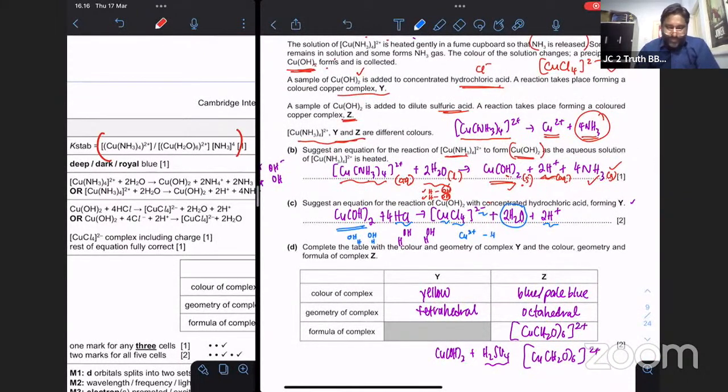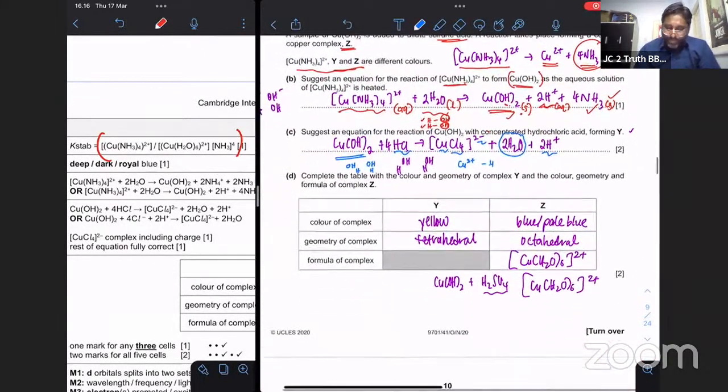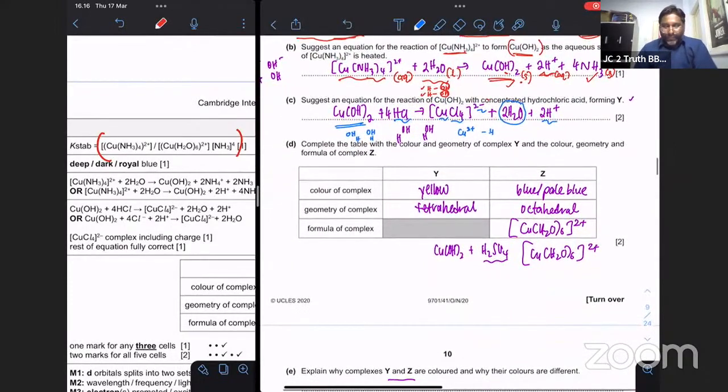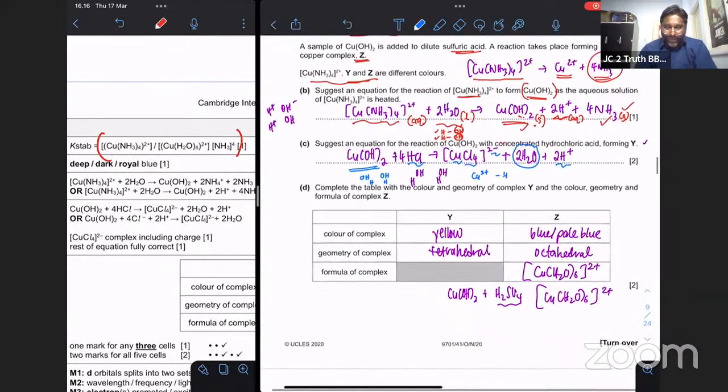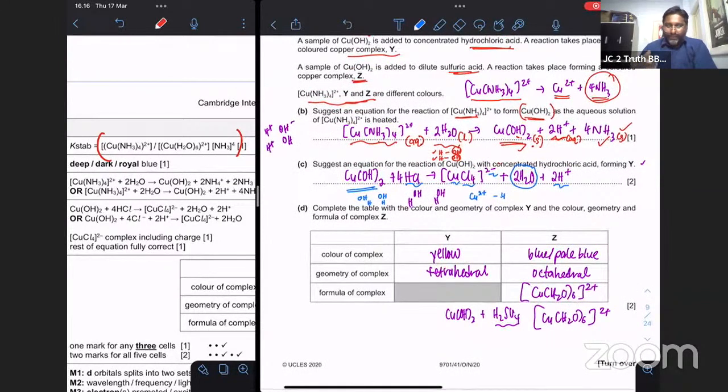Now next question: complete the table with the color and the geometry. You see the first one, Y, we know is going to be CuCl4 2 minus. The color of the complex is going to be yellow, and this is going to be a tetrahedral structure.